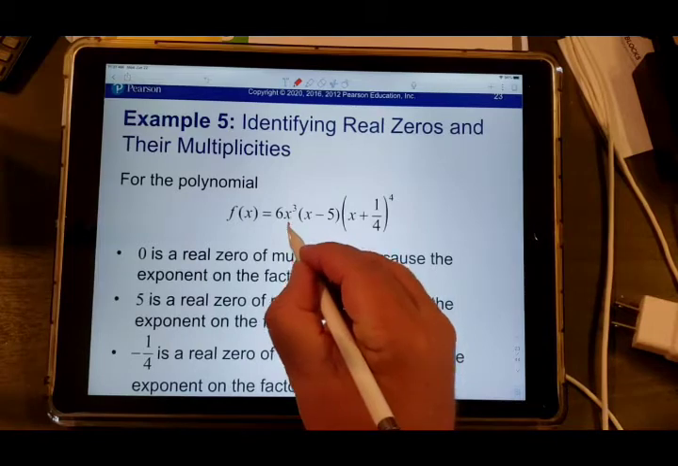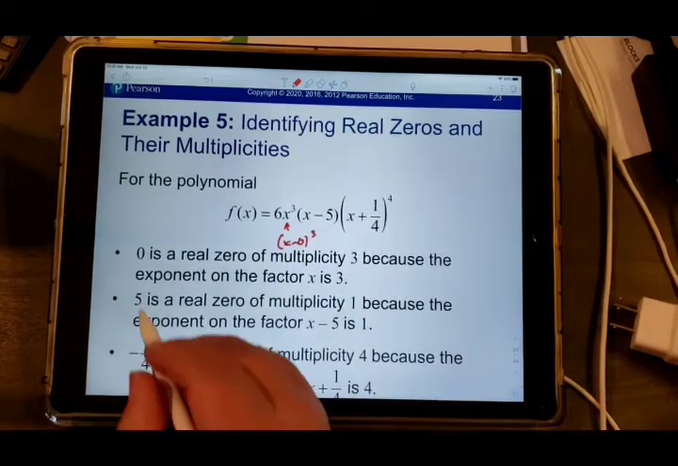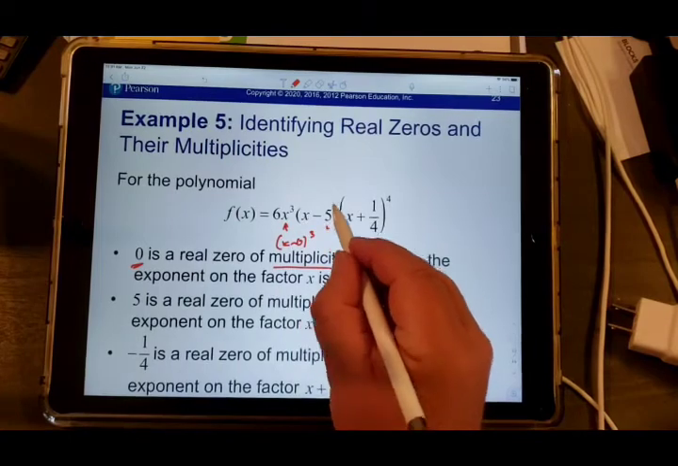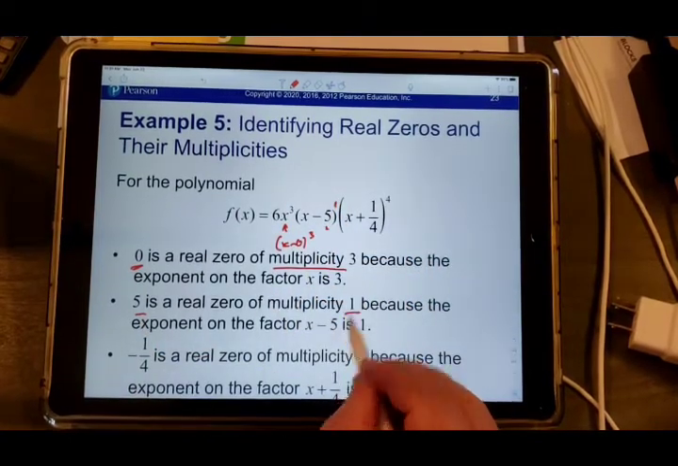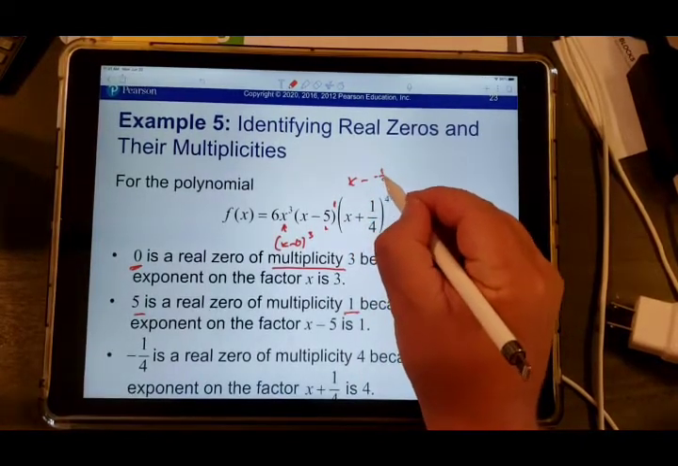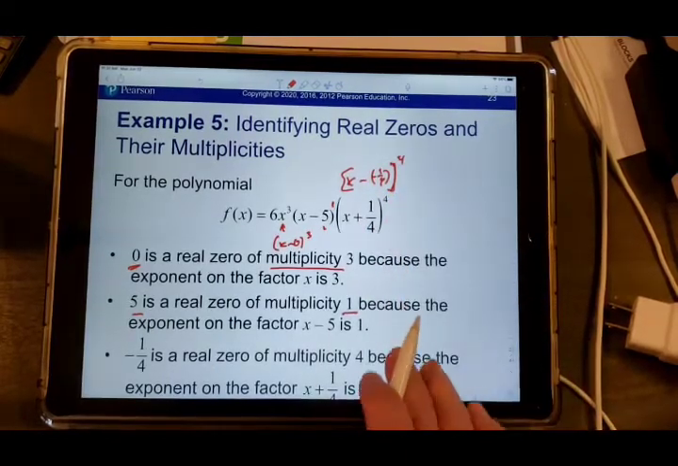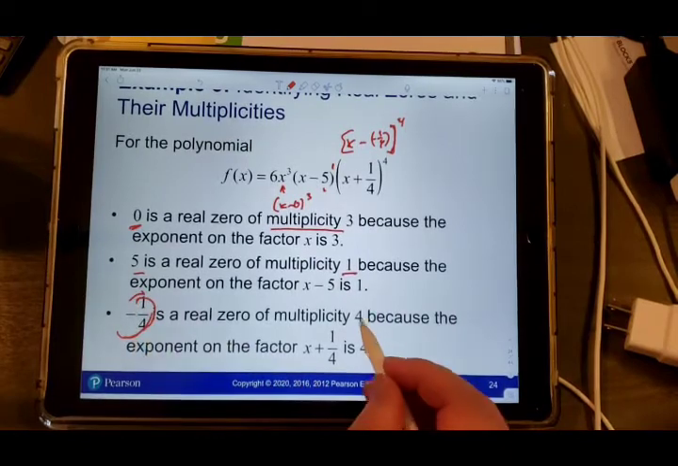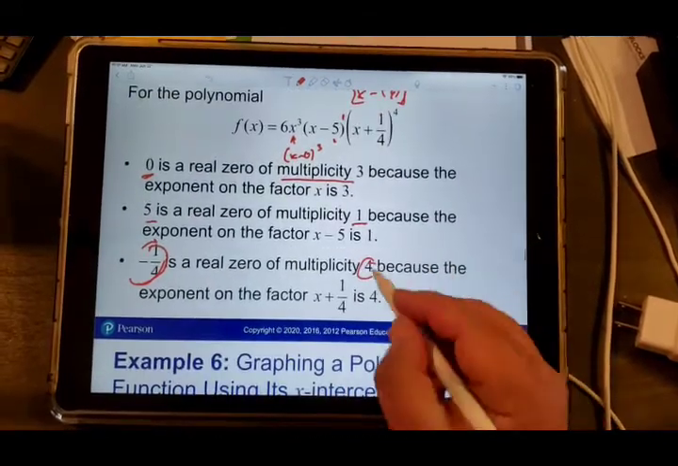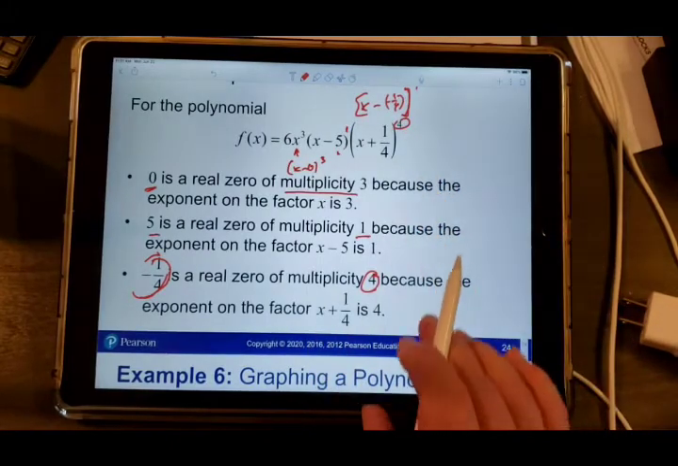All right, so can you see it? You can think of this as x minus 0 to the 3, so 0 has multiplicity 3. This is x minus 5 to the 1, so 5 has a multiplicity of 1. And this is x minus negative 1/4 to the 4, so negative 1/4 has a multiplicity of 4. So identifying the multiplicity is pretty simple if you have it factored because it's visual. You can see it.